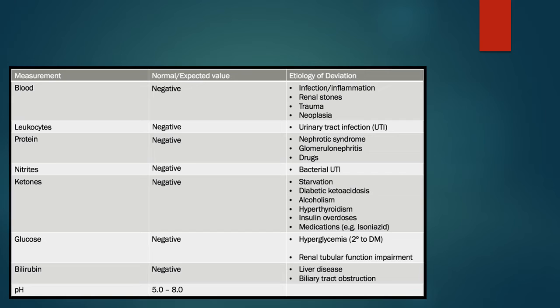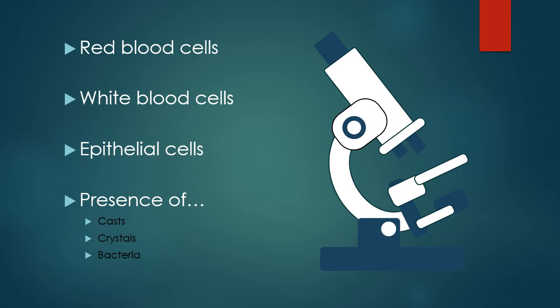We won't go into the details, but know that the kidneys play an essential role in acid-base regulation in the body, and so keeping an eye on the urinary pH is worthwhile and can be helpful in diagnosing certain conditions. With the dipstick urinalysis out of the way, let's move on to laboratory urinalysis, also known as urine microscopy.